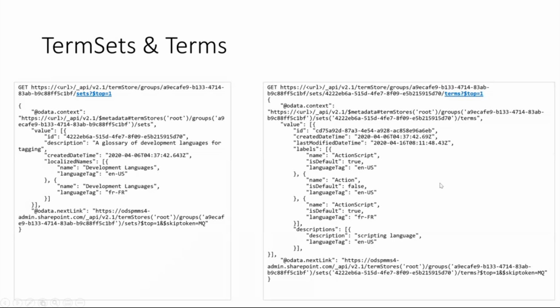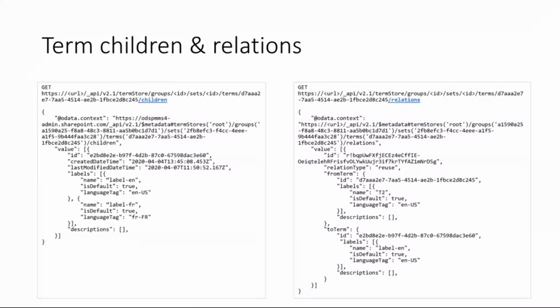So under a term, you can have children, which are the terms that are created under a given term. And enumerating the children will return you all the top level children of that term. You can further drill down for each of those terms to get the descendant tree.